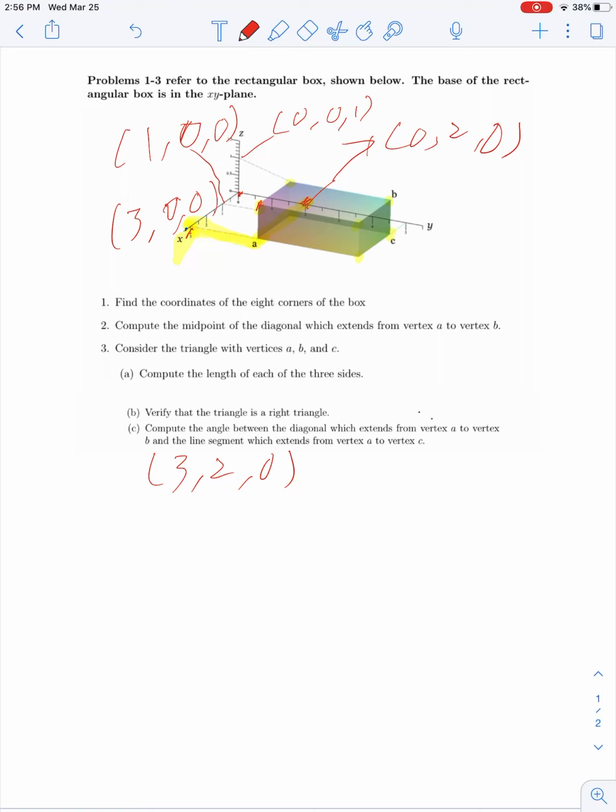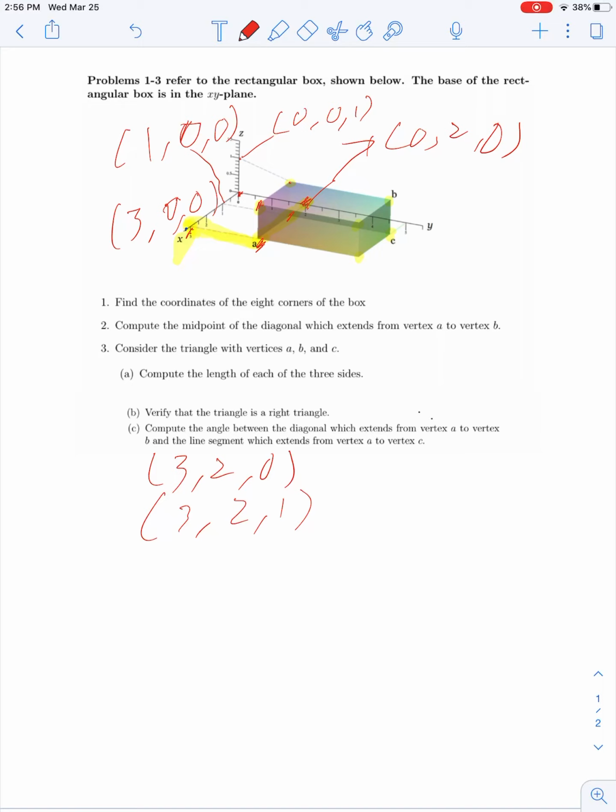And now let's check out this point right here. And that is going to have the same x and y coordinates as this point does right here, but it's going to have a different z coordinate. It's going to have the same z coordinate as this guy, which has the z coordinate of 1. So we're going to get 3, 2, 1.